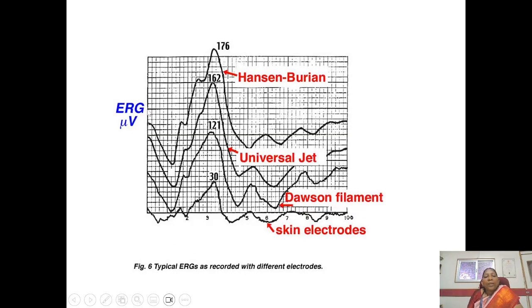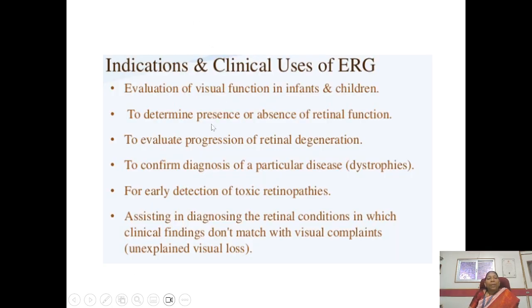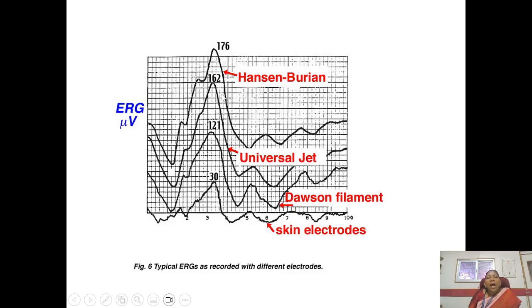If you see the recorded ERG potential, it is in the microvolt range. For different electrodes, they measured the ERG potentials. The best one is the Hansen Burian electrode, where you get a better amplified waveform compared to the others like the universal jet, Dawson filament, and skin electrodes. With those, the amplitude is very low compared to the other electrodes used for recording the ERG signal.